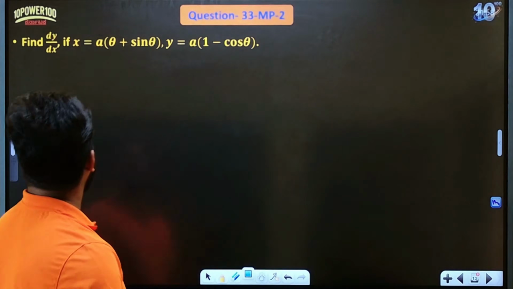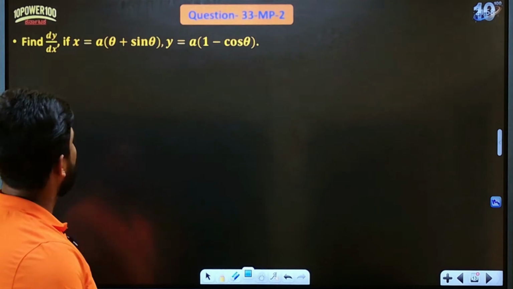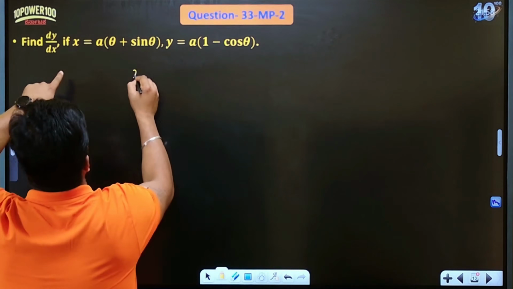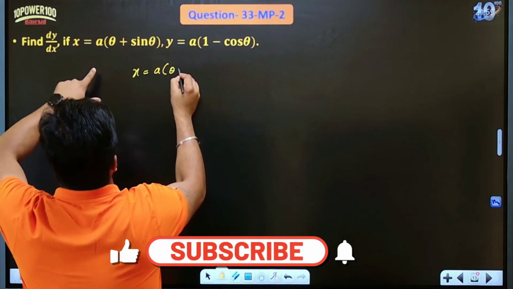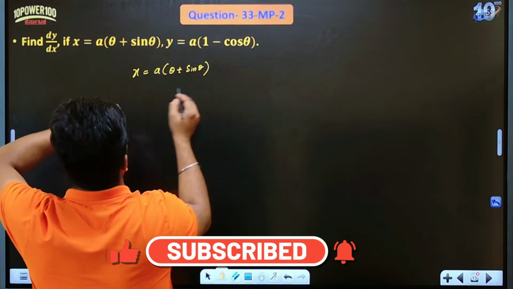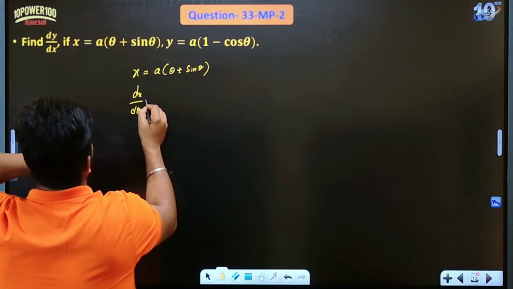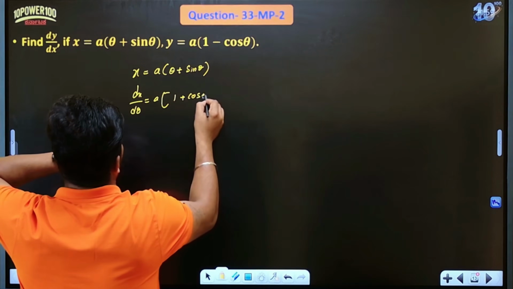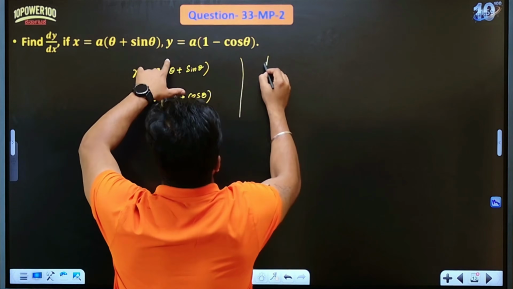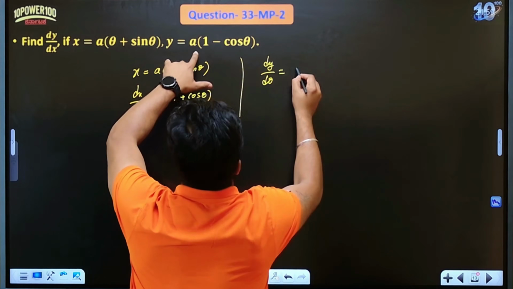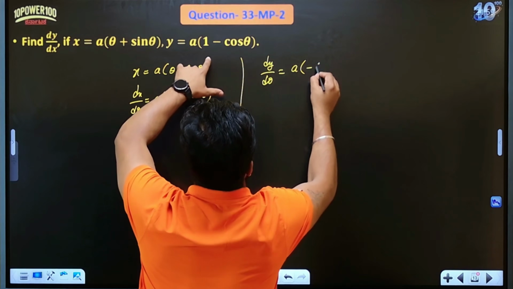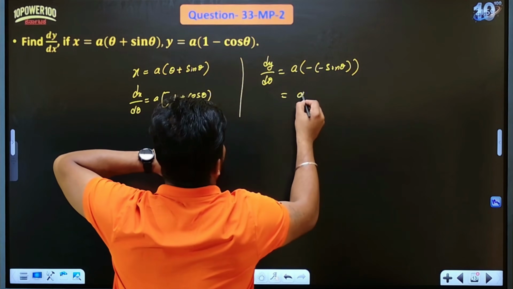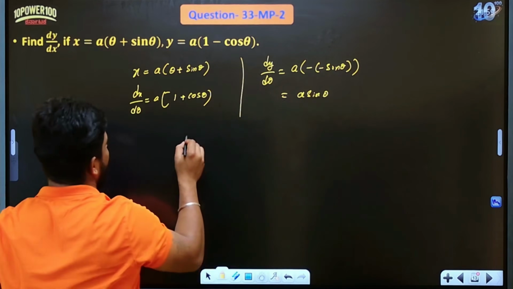Next, x is equal to a of theta plus sin theta, and y is a of 1 minus cos theta. So let's do the differentiation. This is the parametric formula. dx by d theta is equal to a, which is constant, into theta differentiation 1 plus sin theta differentiation cos theta. dy by d theta is equal to a of the differentiation of 1, which is 0, minus the differentiation of cos theta, which is minus sin theta. So minus of minus will become plus. This becomes a sin theta.